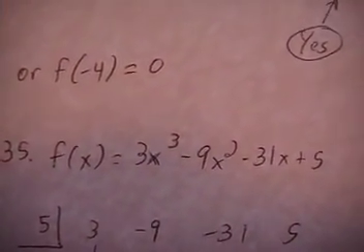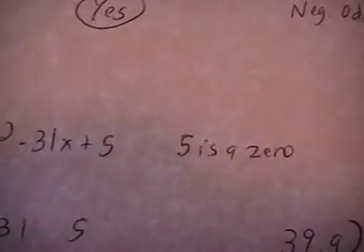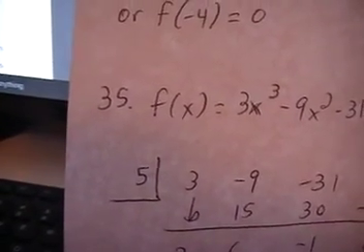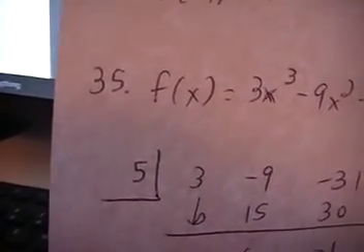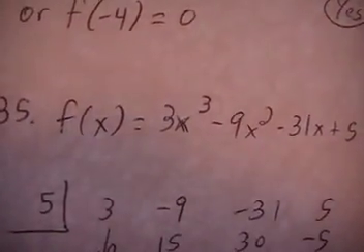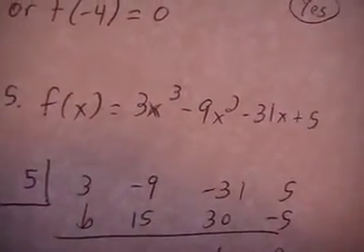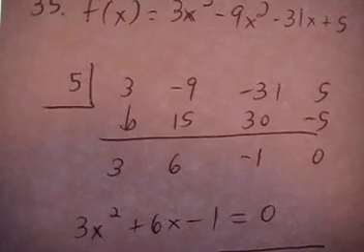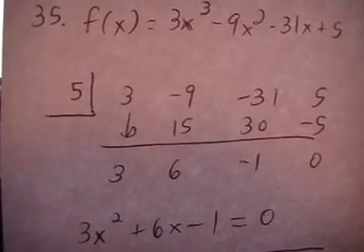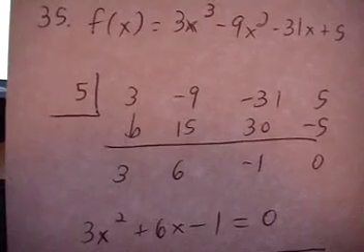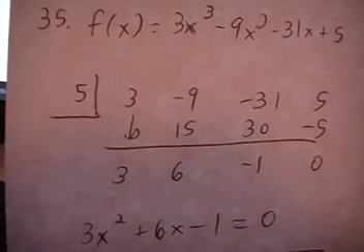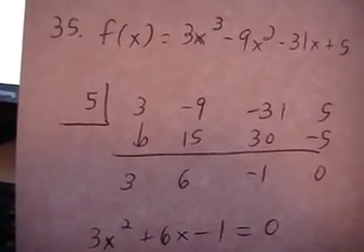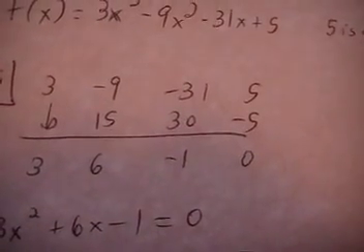Once you have your polynomial, if you know a 0 is 5, you can do synthetic division with that. And you should get a remainder of 0, because we know it's a 0. So I take the original polynomial, 3x to the third, negative 9x squared, negative 31x, and plus 5. Use the 0, 5 in synthetic division. Bring down the 3. 3 times 5 is 15. Negative 9 plus 15 is 6. 6 times 5 is 30. Negative 31 plus 30 is negative 1. Negative 1 times 5 better be negative 5, because 5 minus 5 is 0. Yep, the remainder is 0.